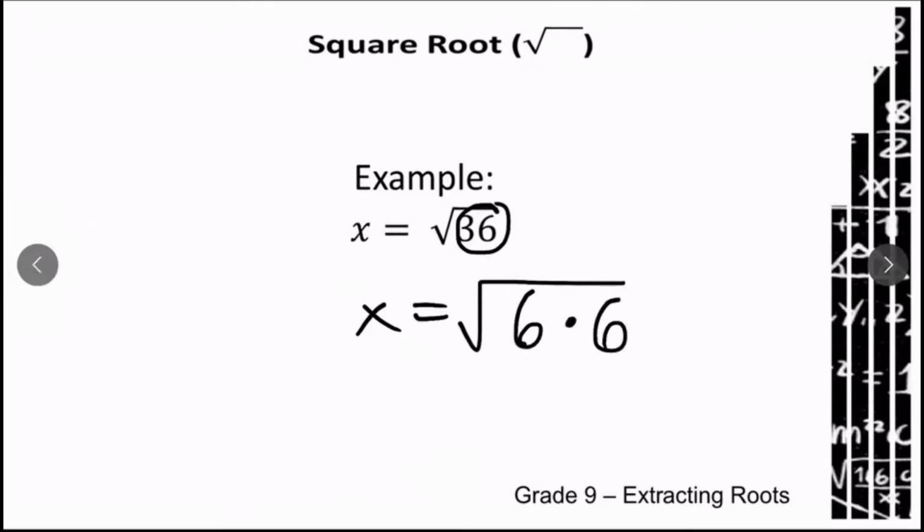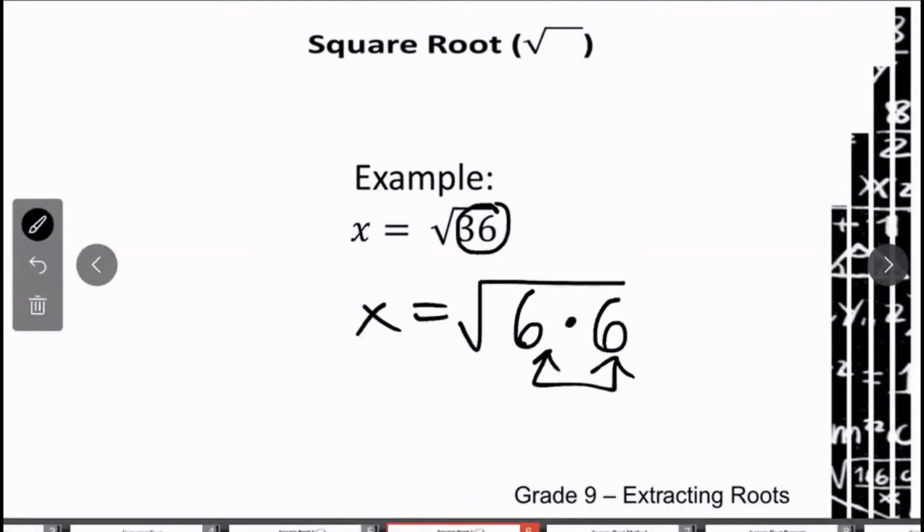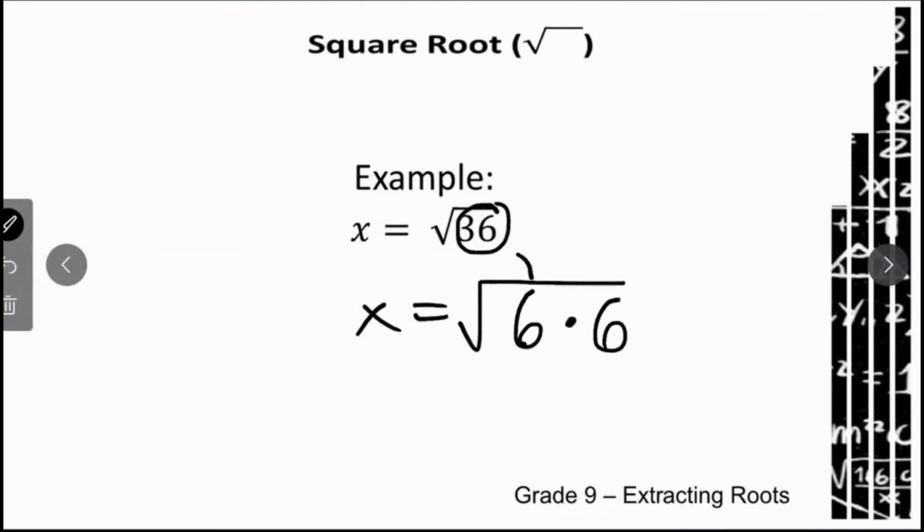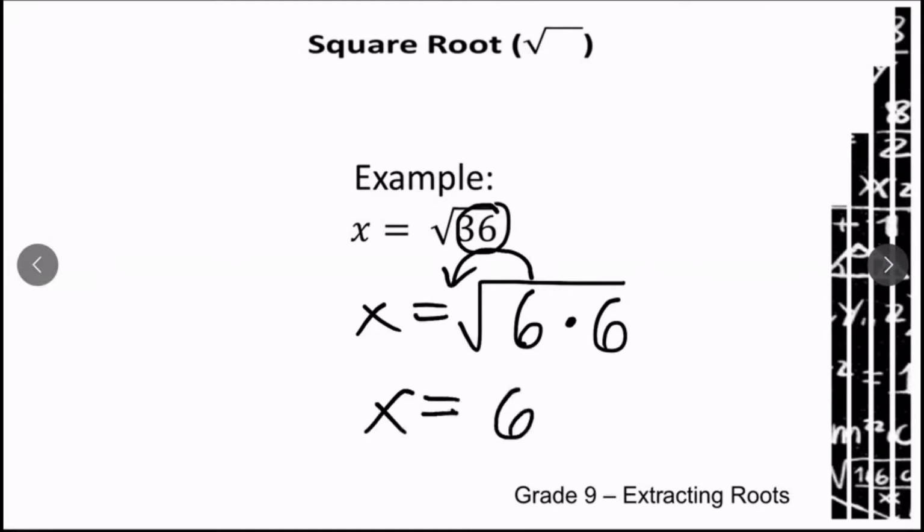According to our definition of square root, for us to simplify a given number inside our square root sign, the two numbers must be the same. Since they are the same two numbers, we can move them outside. So the square root of 36 is the square root of 6 times 6, or simply x is equivalent to 6. Therefore, that is our value using the process of square root.